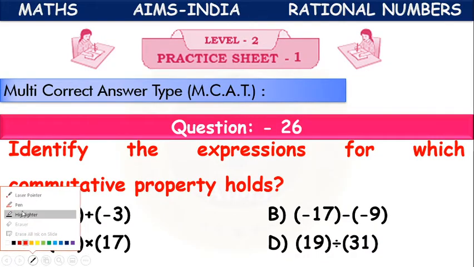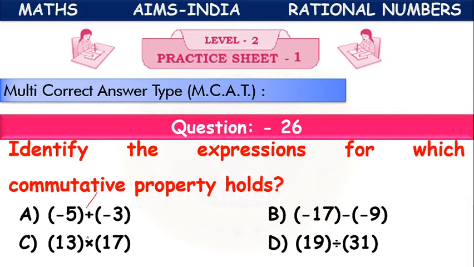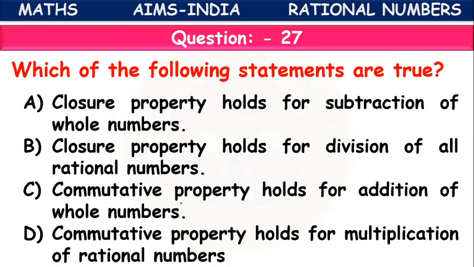So what is the correct answer? For addition and multiplication, it is applicable. So A and C are the correct options. You have to bubble or choose both the answers, A and C. Okay. Next. Which of the following statements are true?